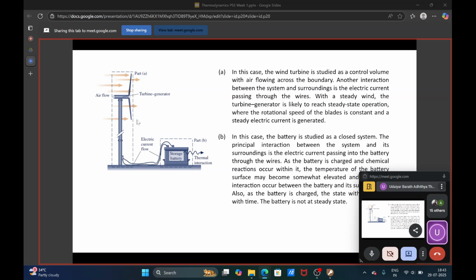So if your airflow is steady, so there is no variation, it will reach a steady state where you get a constant or steady amount of electricity coming. So that's what I have.